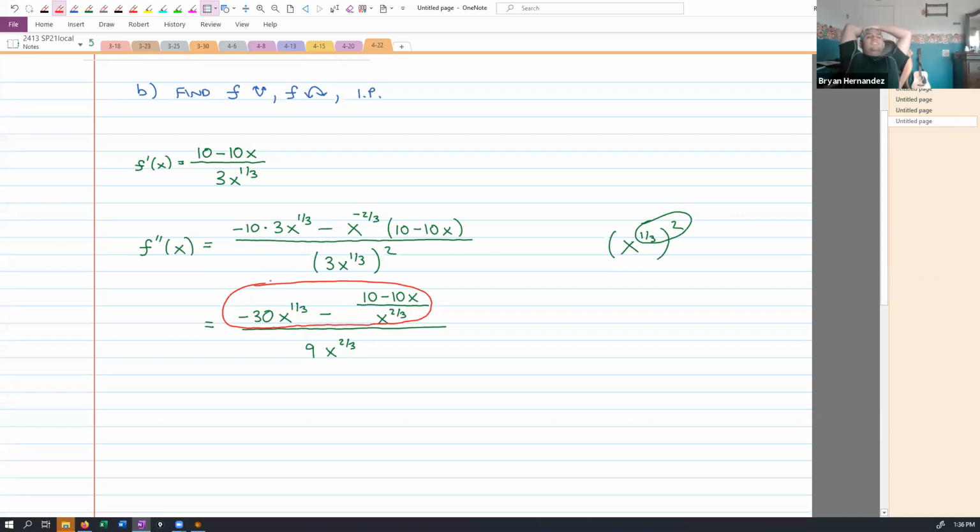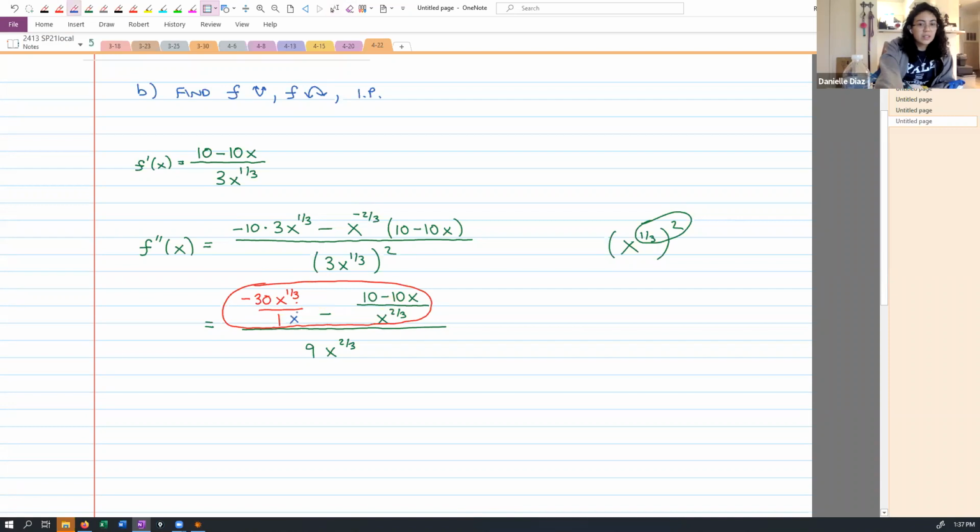So what I mean is I want to rewrite this. I'm going to rewrite that as negative 30 x to the 1/3 over 1. So you have two fractions here, and I'm going to try and combine them together. Which means I have to introduce what here? What do I have to introduce on the first fraction to get the same denominator? X to the 2/3, on the bottom and the top.